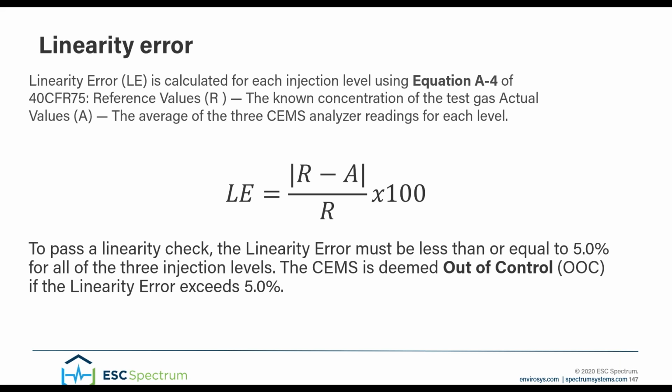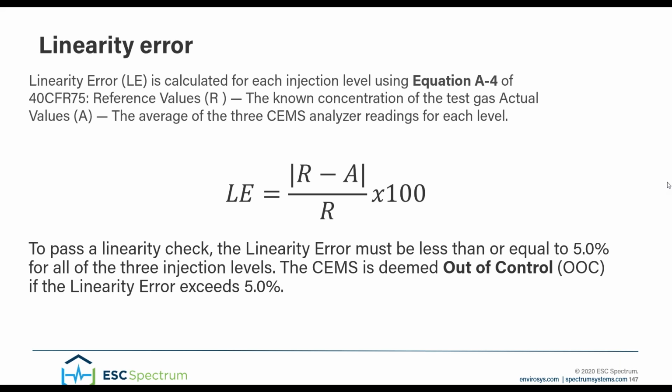To pass the linearity check, the error must be less than or equal to 5% for all 3 injection levels. So each level is independently calculated, and that level has to be less than 5% of the span. The SENS is deemed out of control if the linearity error exceeds 5%.